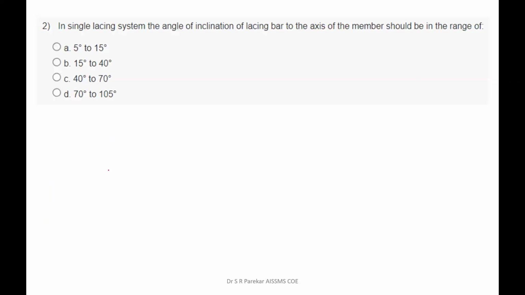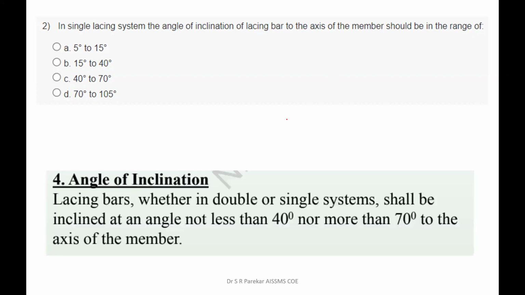Then we have next, in sloping lacing system, the angle of inclination of lacing bar to the axis of the member should be in the range of. That also we have actually seen in IS also. So this angle should not be less than 40 degree nor greater than 70 degree. So we have again option C.